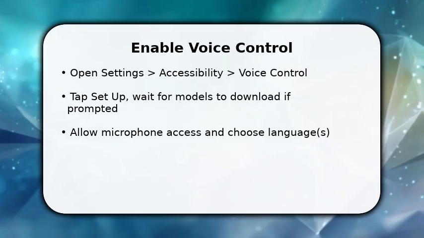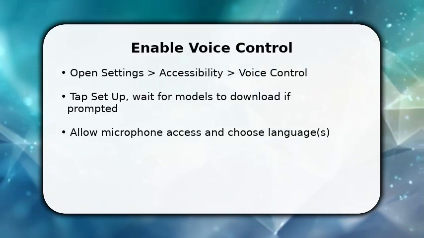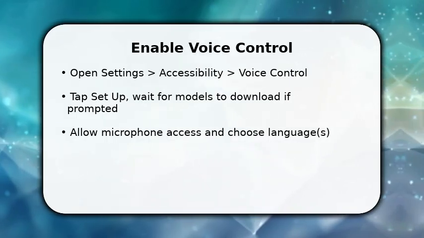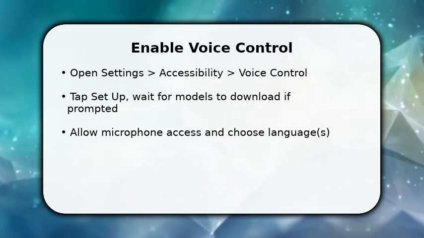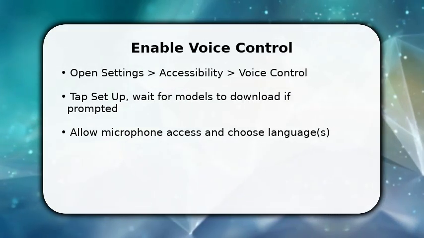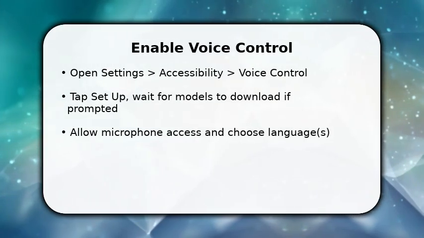You'll start by turning voice control on so the phone listens locally. Open Settings, go to Accessibility, then Voice Control, tap Setup and let the models download. Make sure you allow microphone access and pick the language you'll use. Once done, toggle voice control on. You'll see a blue microphone icon when active.